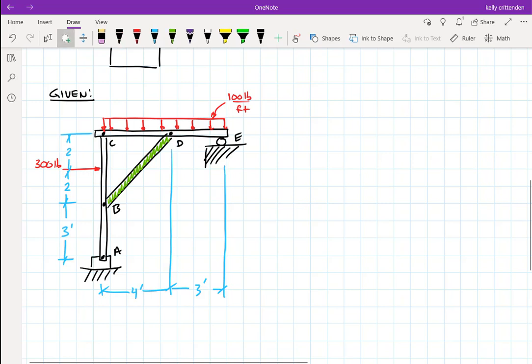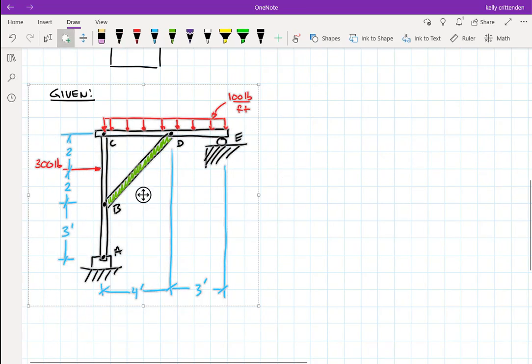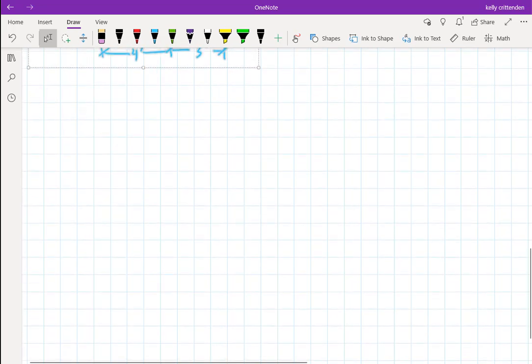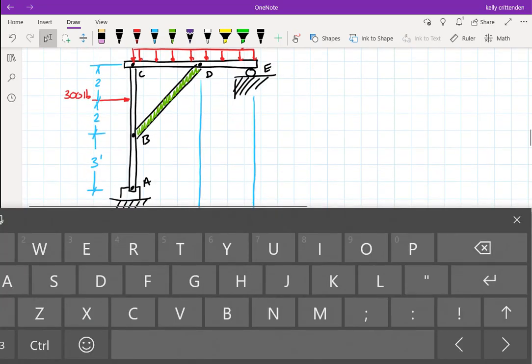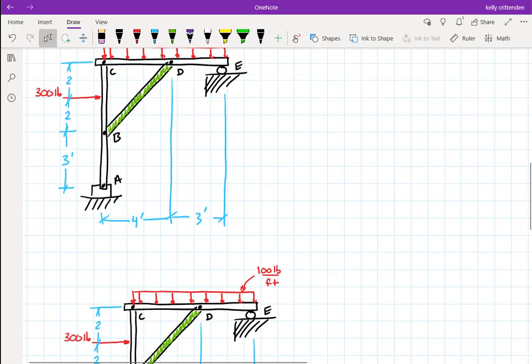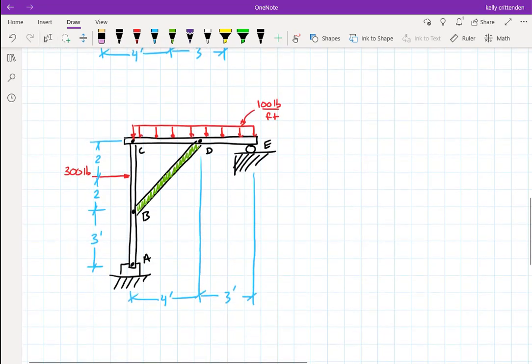So let's copy this thing and let's just move it down here. Paste. All right. So you may just want to erase the pin or redraw it. I'm going to do this here and replace that pin at A with AX, and this is AY. And then at E, there was a roller. I want to replace it with EY. So again, I just drew them in the positive X and Y directions.